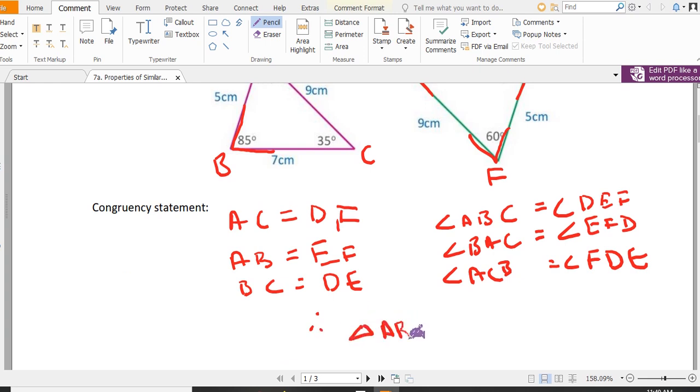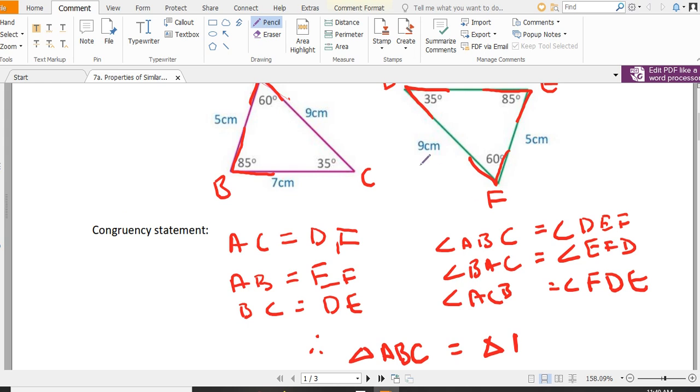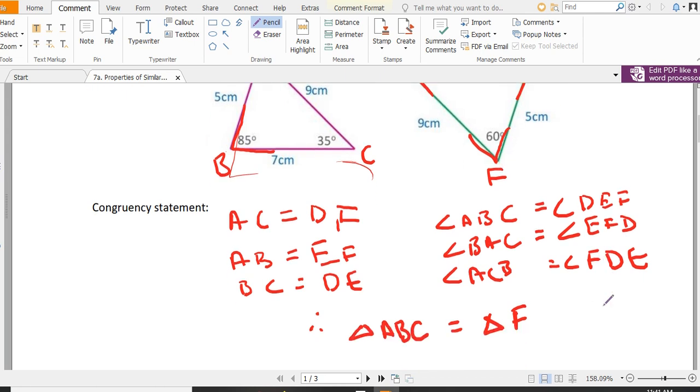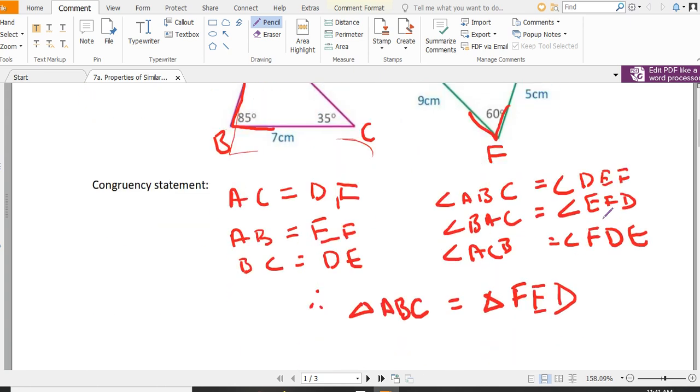triangle ABC is congruent to, now we need to correspond the right letters, ABC. So A is the 60 degree angle to the 85. So what do I mean by that? ABC, meaning I'm going from 60 to 85, so triangle FED. Okay? They're congruent.